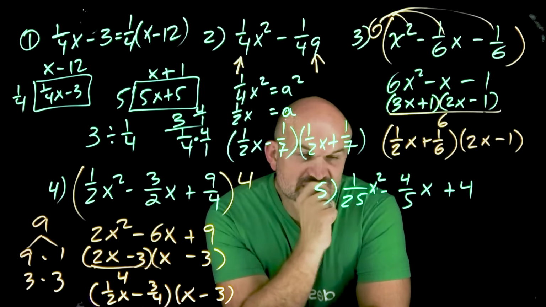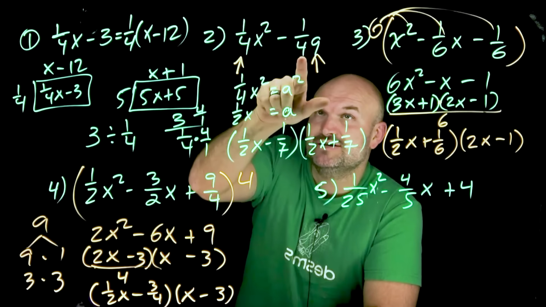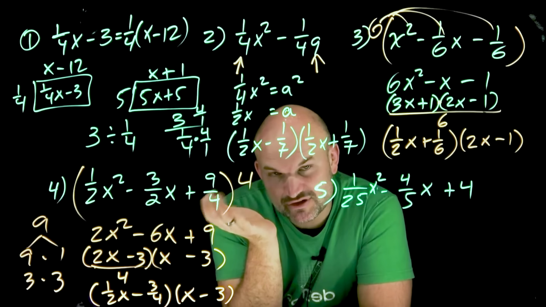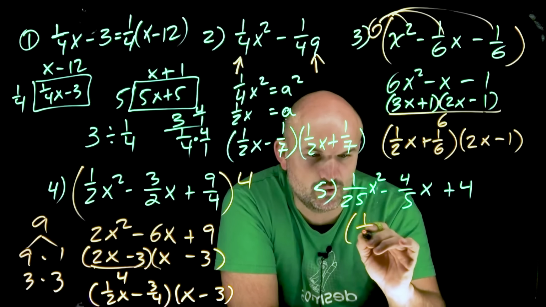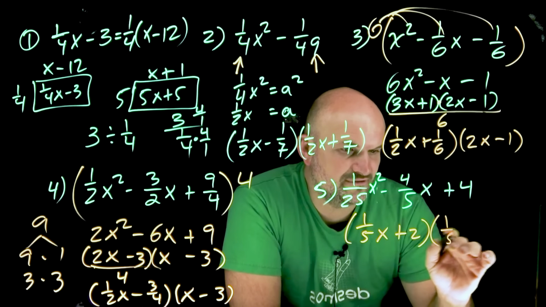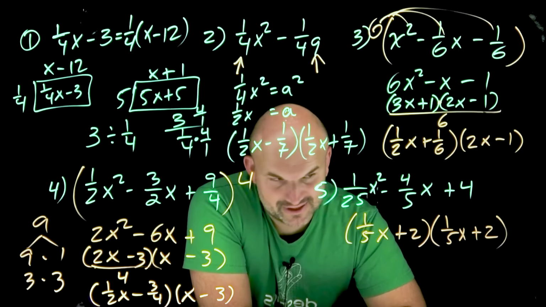Last example. What do you notice? I'll tell you what I notice. I notice a square term. Just like a square term there and a square term there. I also notice that's a square term as well. So I don't know if it's a perfect square trinomial, but I'm going to test it out. And if it is a square trinomial, it's going to be 1/5 x plus 2 times a 1/5 x plus 2.